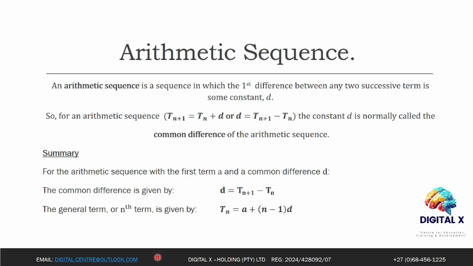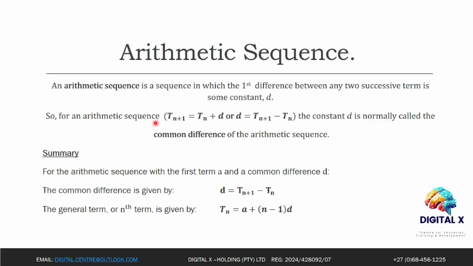Now let's look at the definition of an arithmetic sequence. So remember that it's just a general definition. This one is specific to an arithmetic sequence. So an arithmetic sequence is a sequence in which the first difference between any two successive terms is some constant d.